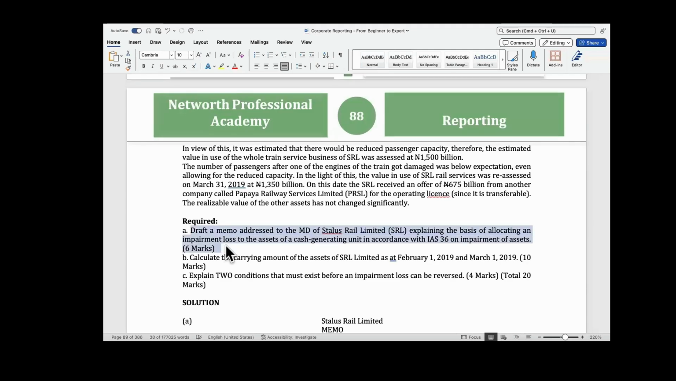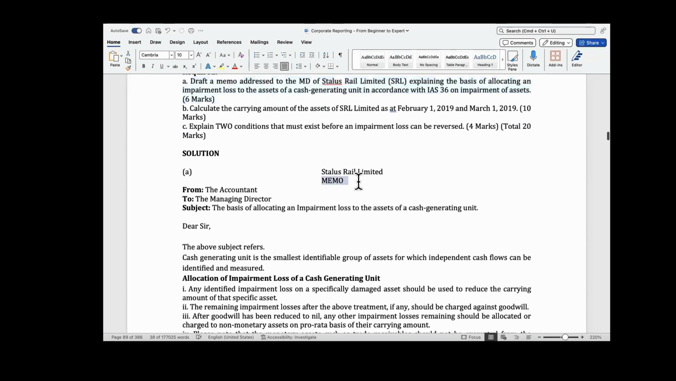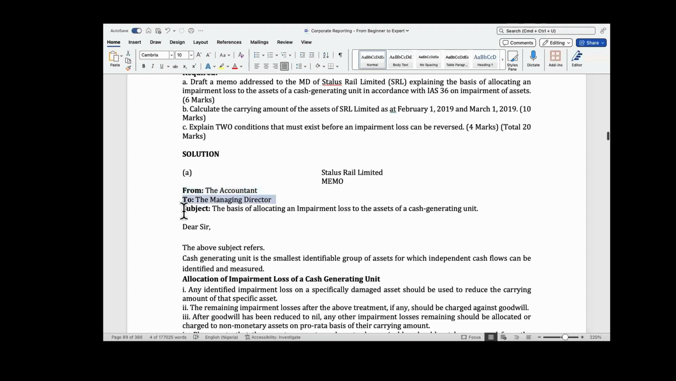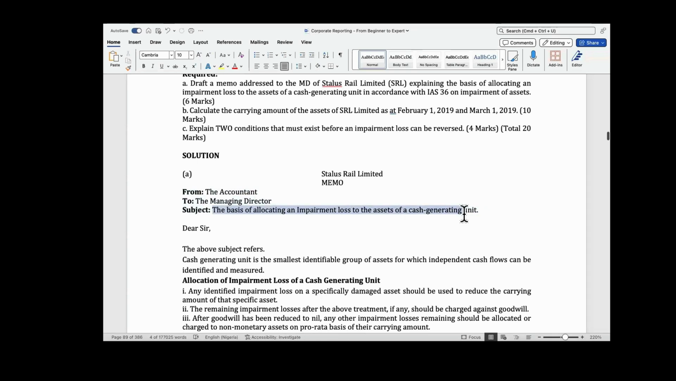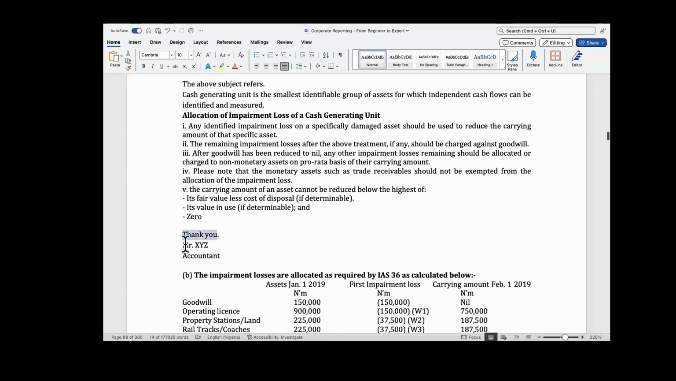But when they say draft a memo, that means you have to make sure it's a memo from the accountant to the managing director. Then you put the subject, the basis of allocating an impairment loss to assets of a CGU. Then you write the letter properly. Then you close it, thank you. Then your name, your designation, like that.